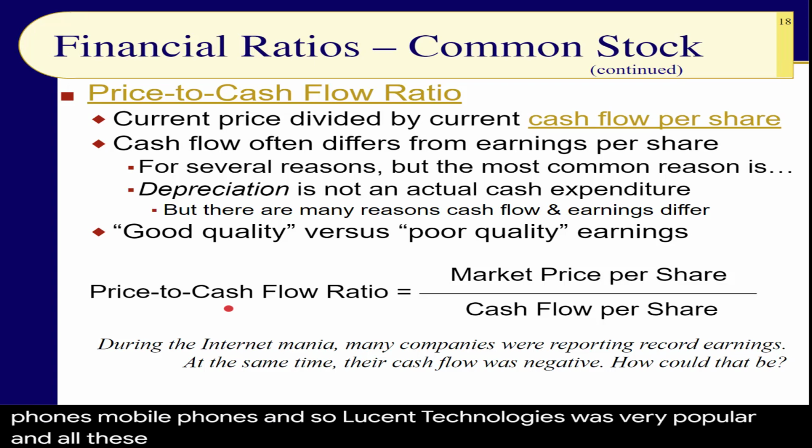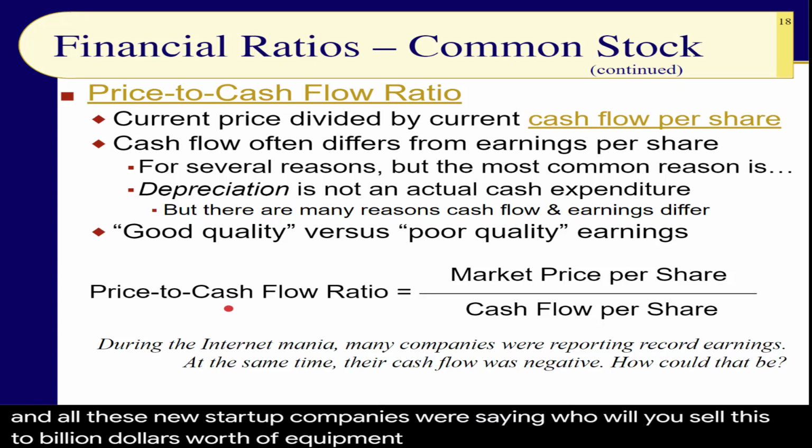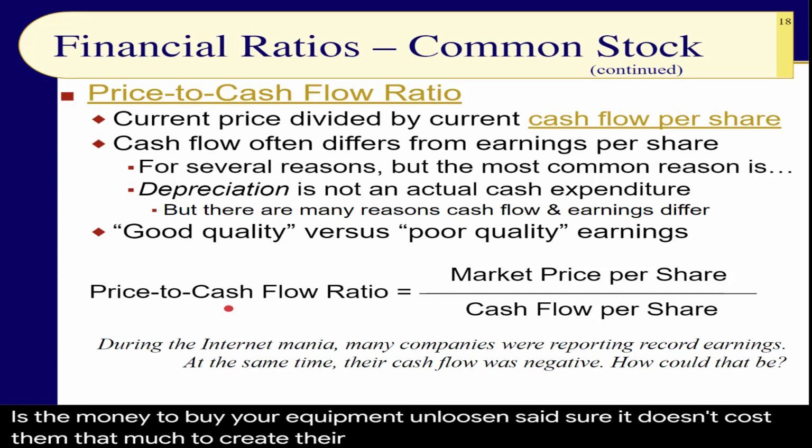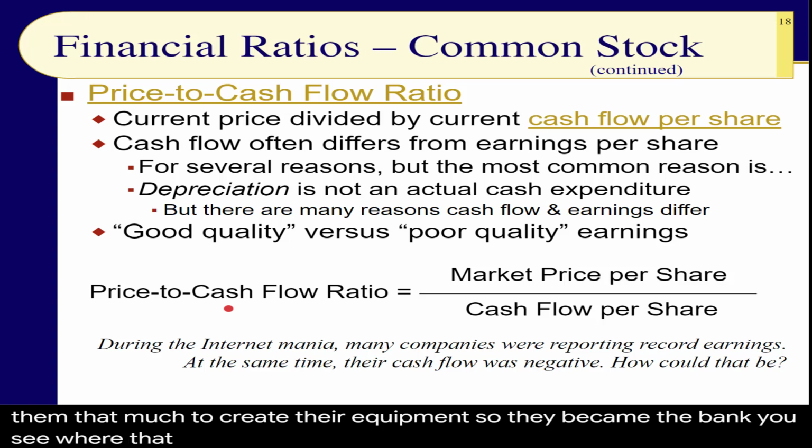And all these new startup companies were saying, "Oh, will you sell us $2 billion worth of equipment? We don't have any cash and nobody will lend us any money. So would you lend us the money to buy your equipment?" And Lucent said, "Sure." It doesn't cost them that much to create their equipment. So they became the bank. You see where that might not work out so well? It didn't work out so well.